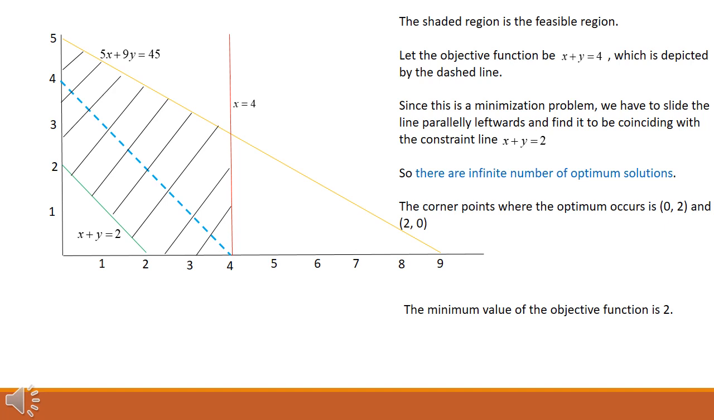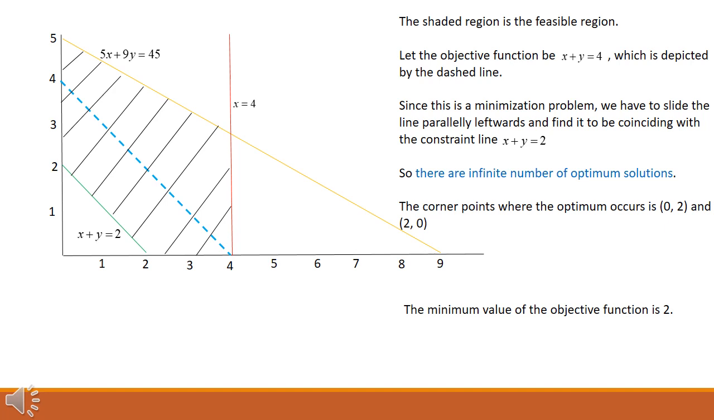So when x equal to 0, the inequality is satisfied. So the left side of the vertical line is the valid side. So the feasible region is the shaded part. Let now the objective function be x plus y equal to 4.